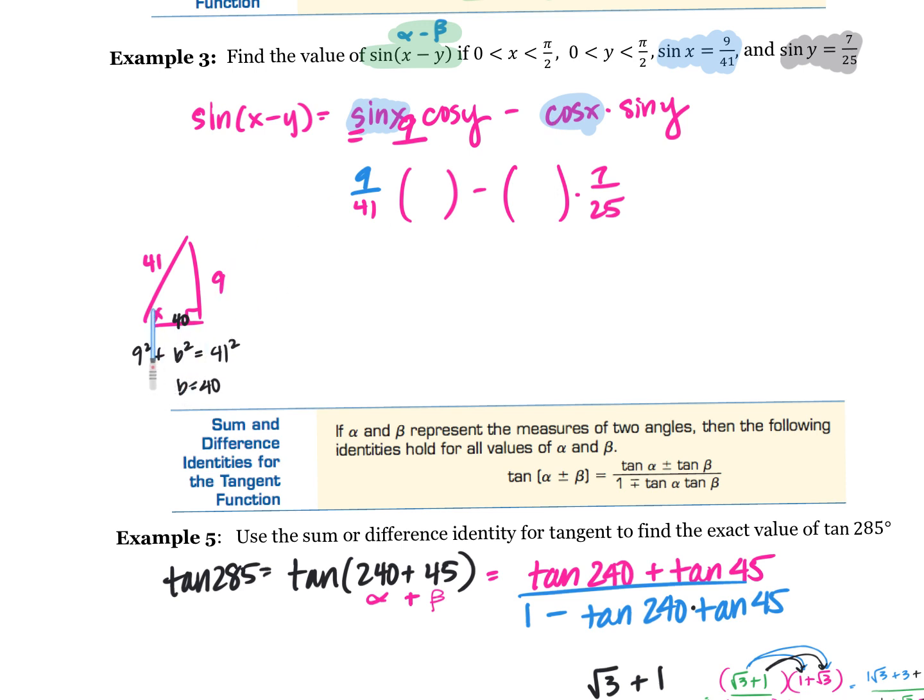Yes. SOHCAHTOA, adjacent over hypotenuse. Do I put that where the cosine of y is or the cosine of x? The cosine of x, so just be careful. We have to put that 40/41 over here. What am I going to do to go find the cosine of y?